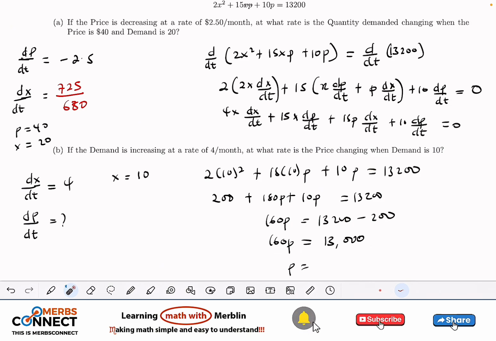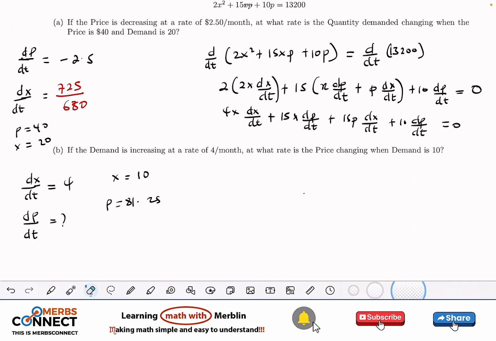13,000 divided by 160 is 81.25. So this is our new p, 81.25. So I can clean up the solution here. And then now, since we are looking for dp over dt, we plug in values. So now 4 times, what is x? 10. So I'm using the same equation here.